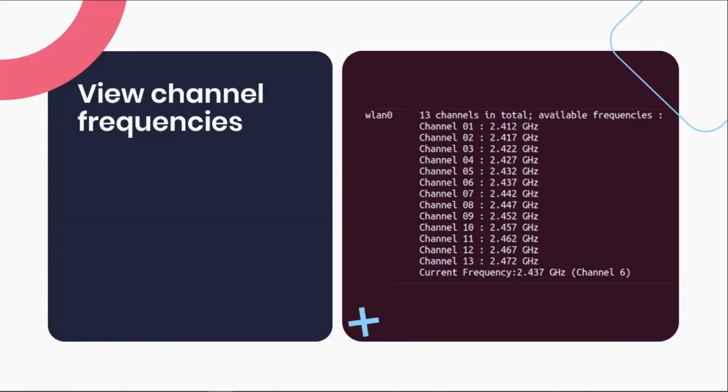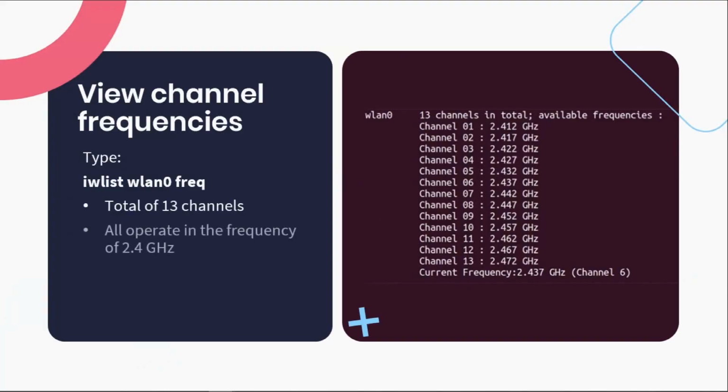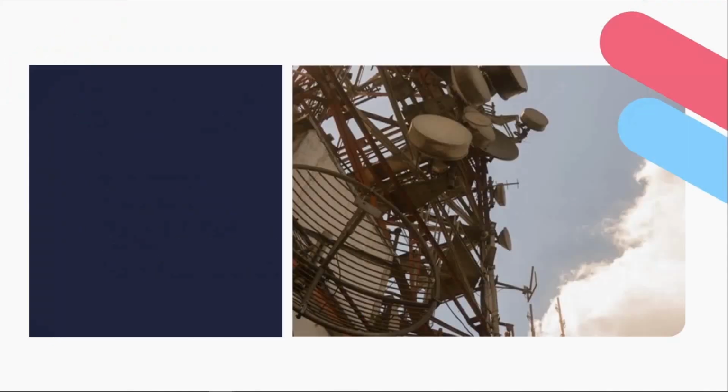To display the frequencies the channel is operating in, you would type in the following command. We can see that there is a total of 13 channels and the frequency they operate in. We can also see that we are currently connected on channel 6.